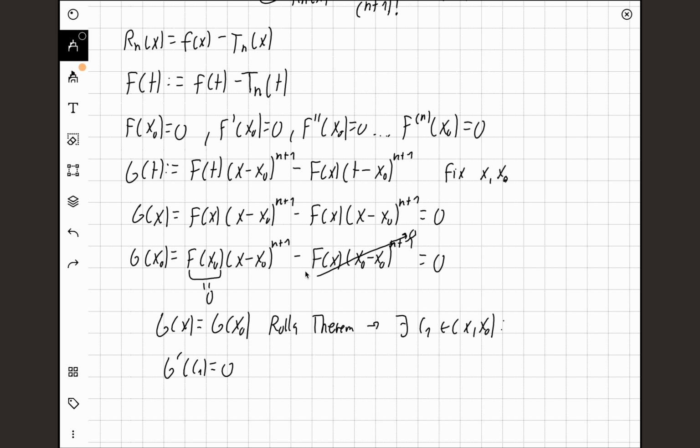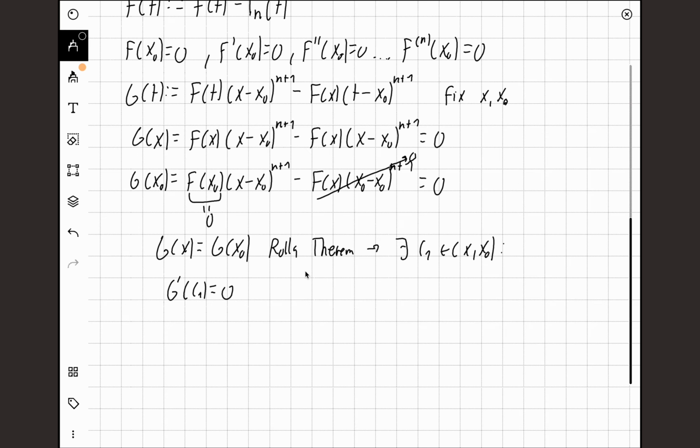And now we're not finished quite yet, but the idea behind this is that we're going to repeat this multiple times. So bam, the derivative of g at the point c1 equals 0. Well, now we want to find what actually is the derivative of g of t. So let's try to find the derivative of g of t. And again, it's not going to be very hard. It's just going to be the derivative of f of t, because this is our variable, times the constant (x minus x0)^(n+1). We just copy this over.